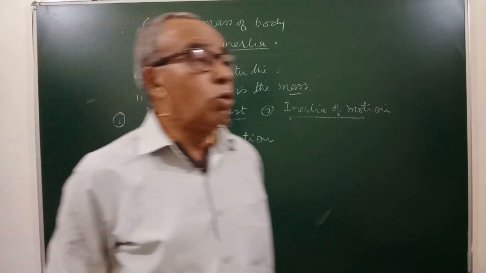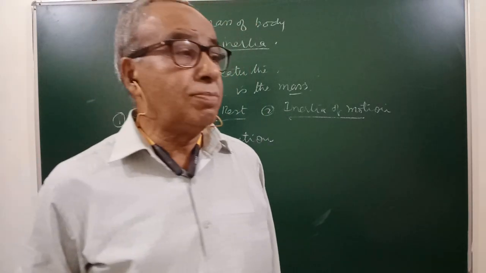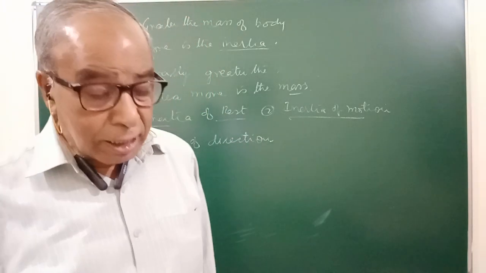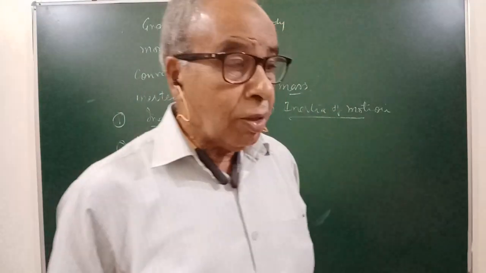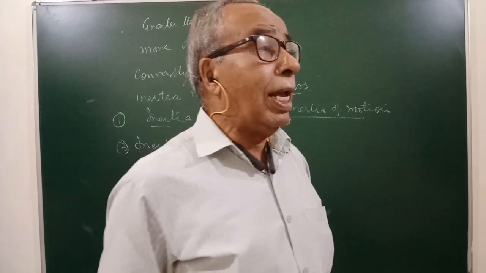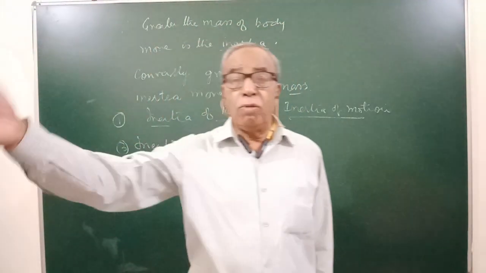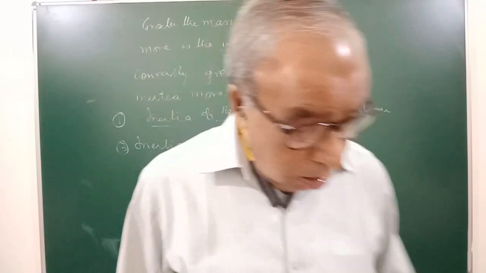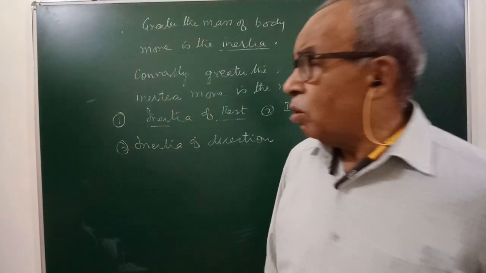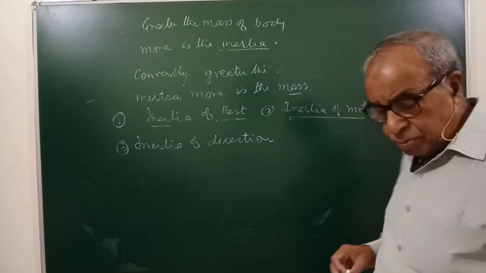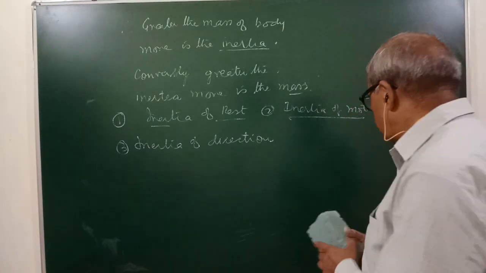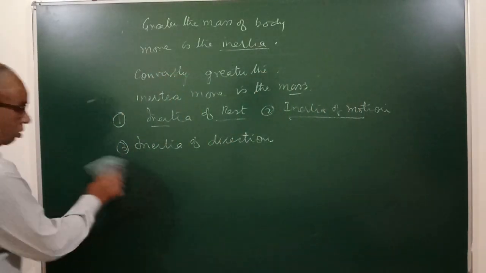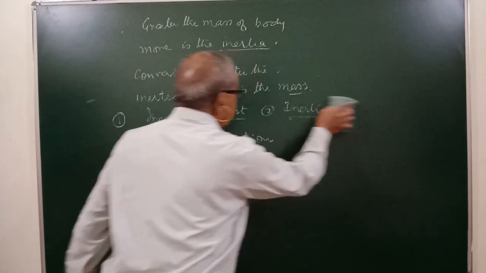Similarly, when you try to jump from a moving train, then you have to run along with the train in the direction of motion of the train. Because your leg comes to rest, the upper body continues to move, and hence you may fall in the forward direction. You will learn later on many things about inertia. So this is simply a topic, inertia.